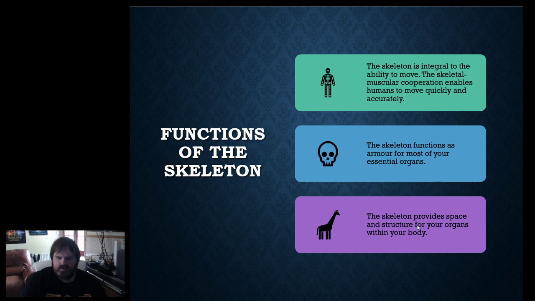The skeleton also functions as armor for most of your essential organs. If I asked you which organs you can't live without in the short term, well, the answer is first and foremost the brain, the heart, the spinal cord, the lungs. Any of those go, you're probably dead in under 2 minutes, certainly. You'll note that those are the best armored parts of the body.